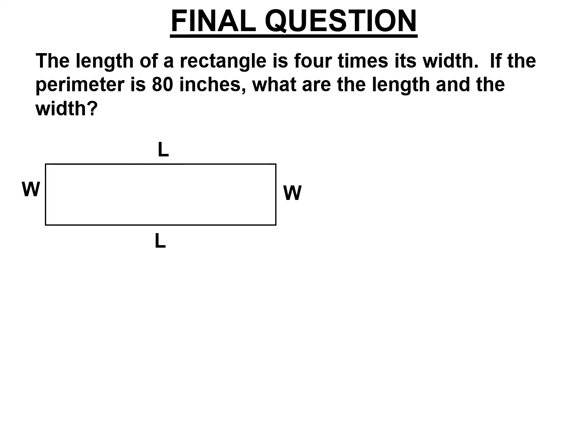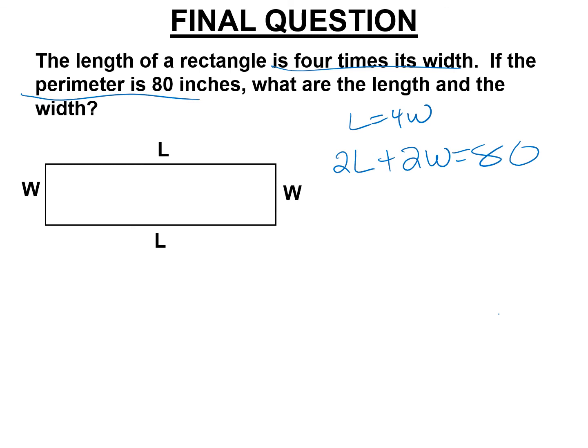Final question. The length of a rectangle is 4 times its width. If the perimeter is 80, so we're going to add L plus L, 2L, plus W plus W, 2W, equals 80. That was 2L plus 2W equals 80. When it's a rectangle, that's what you end up with, 2L plus 2W. But if you had 5 sides, you could have 3 L's and stuff like that. It works for any shape, right? For all perimeters, for all shapes, you add up the sides.